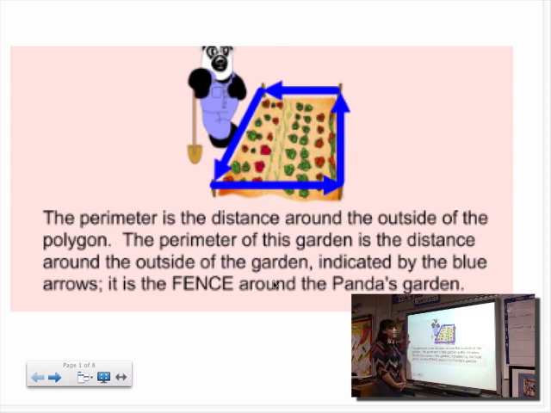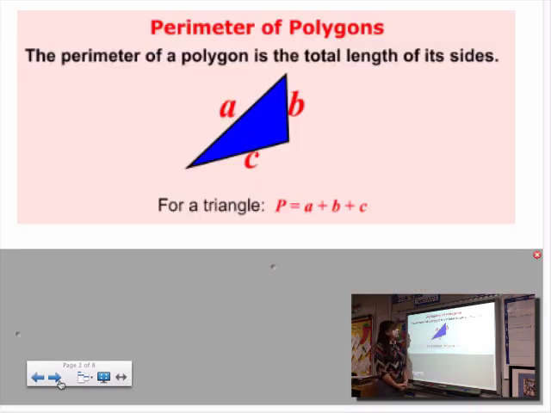It's sort of like thinking if there were a fence going all the way around the garden, the total distance of the fence would be the perimeter. The perimeter of a polygon, then, would be the total length of its sides. In this example, if we were to think of this side of the triangle as distance B, this side as distance C, and finally this as distance A, we would find the perimeter by adding A plus B plus C to find the total perimeter, or the outside distance, of this triangle.